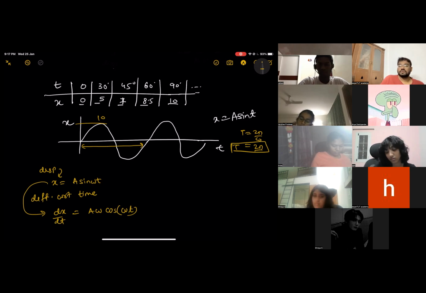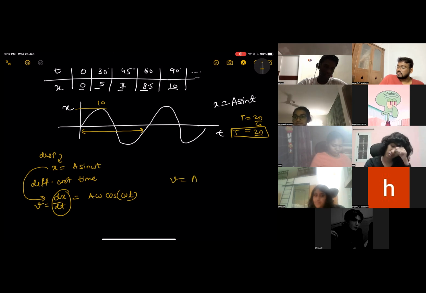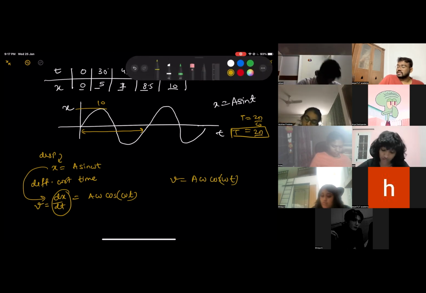Okay, what is dx by dt called? What is the name of the differentiation of displacement? Velocity. So the equation is: velocity is equal to a omega cos omega t. Understood? Now differentiate this again.